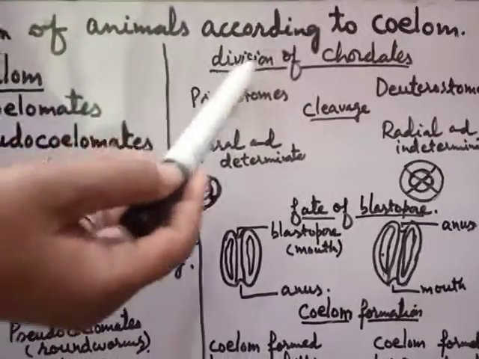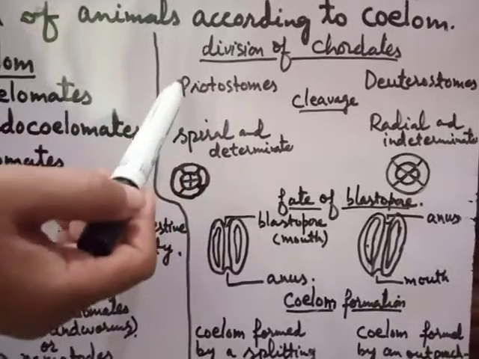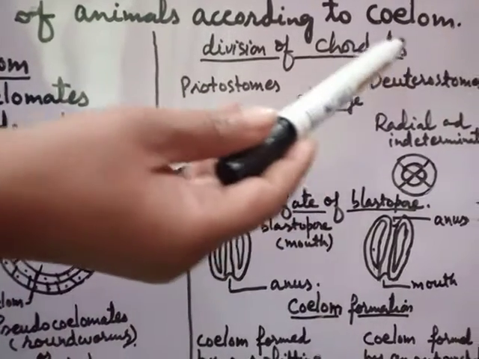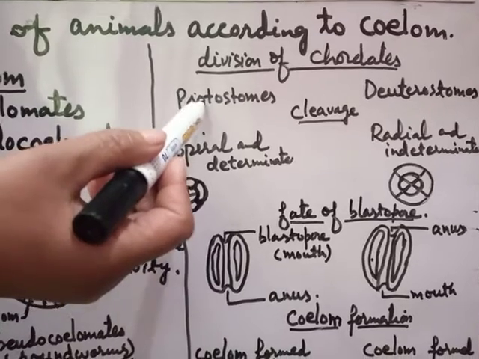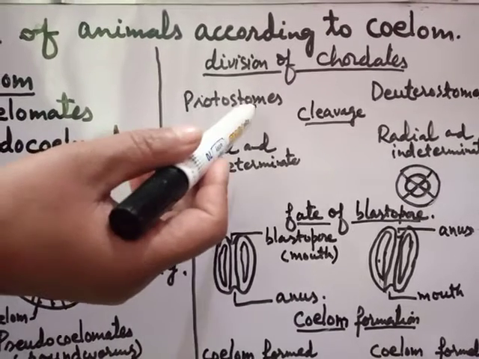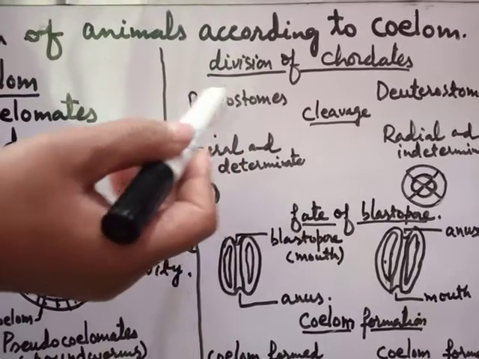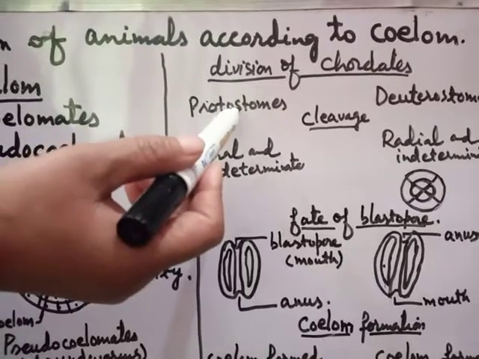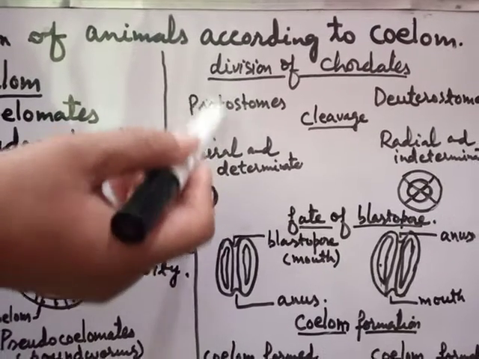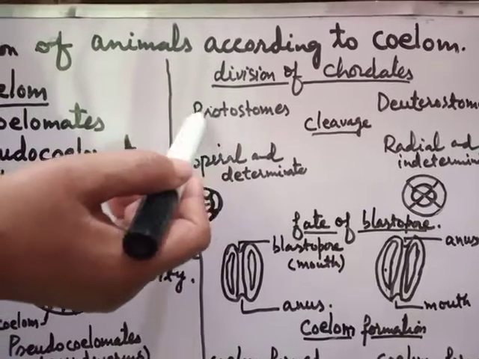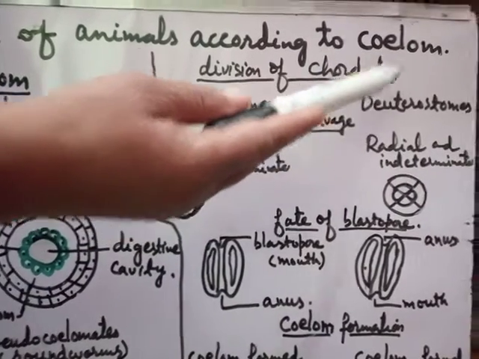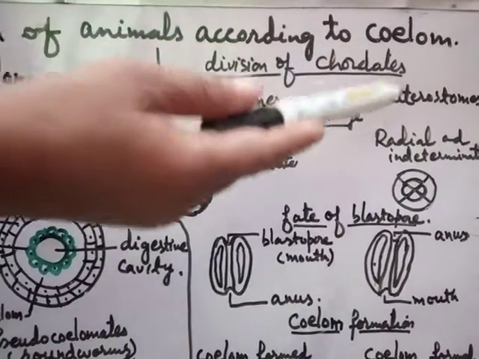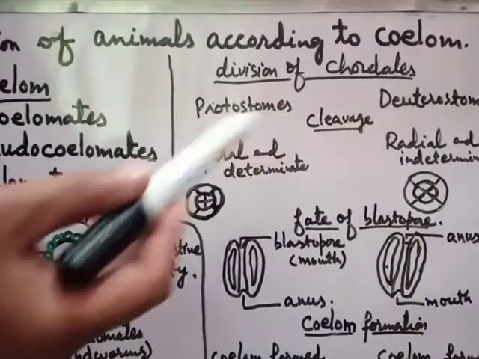Students, chordates can be divided into two groups, one protostomes and the other deuterostomes. The word pro means first and stomium means mouth. As in this case, the mouth develops earlier as compared to the anus, that's why we call them protostomes. And the word deutero means second and stomes means mouth. In that category, the mouth develops later.